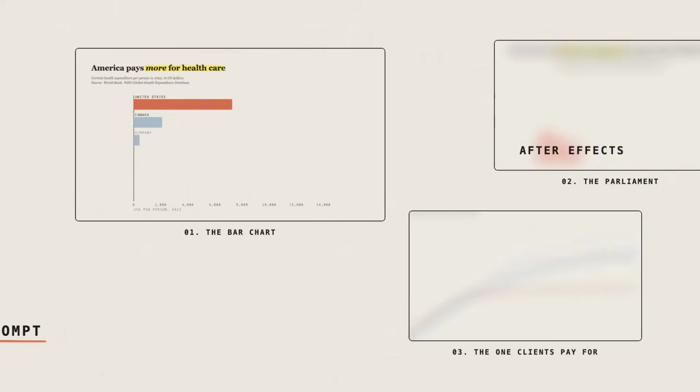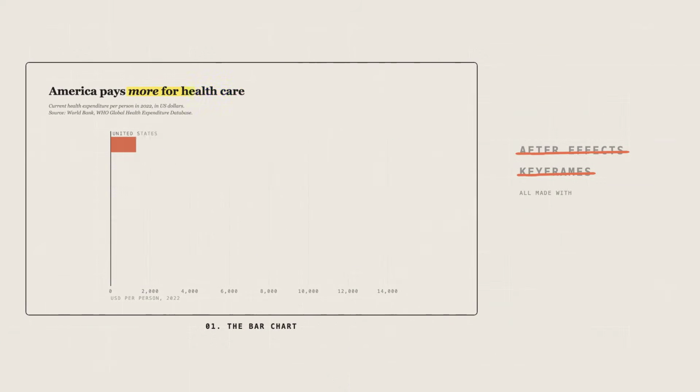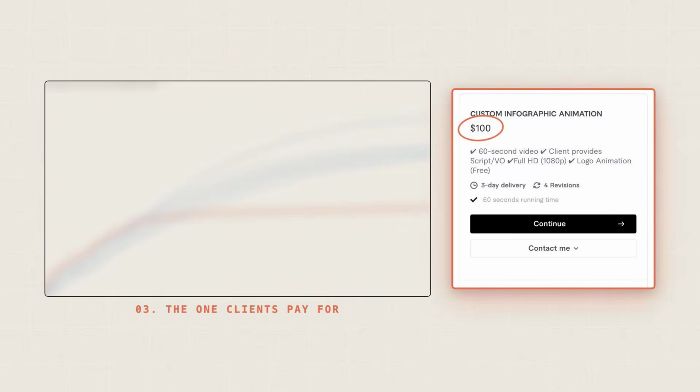One prompt. That's all it took to create these Vox-Style data charts. No After Effects and no keyframes. All made purely using Claude Code and Remotion. And the third chart, that's the one clients actually pay money for. And that's the one everyone also gets wrong.